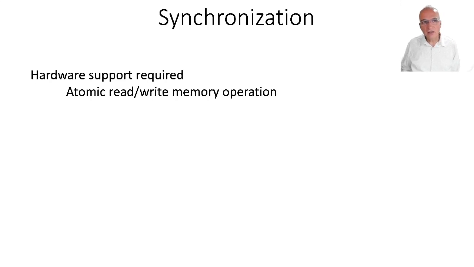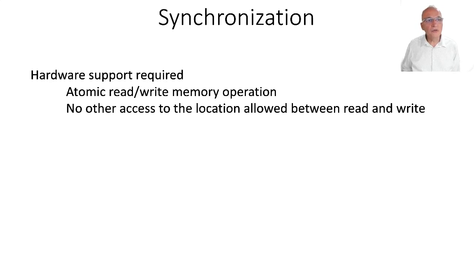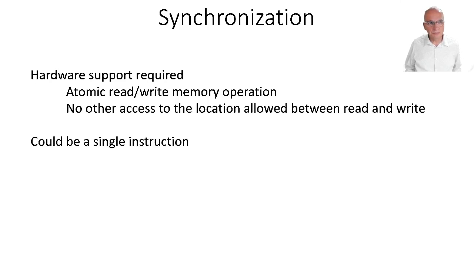So I need something that's called an atomic read-write memory operation. That is an operation that will allow no other access to the location that I'm reading and writing in between the read and the write. So in the example of the counter, I want to be able to read the counter, update the counter, and write the counter back to memory, and in between, no other processor can do an operation to that memory location. So this is what atomic means: the read and the write are like an atom that cannot be broken apart.